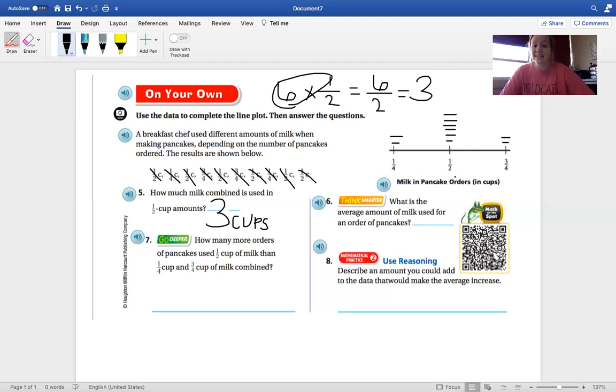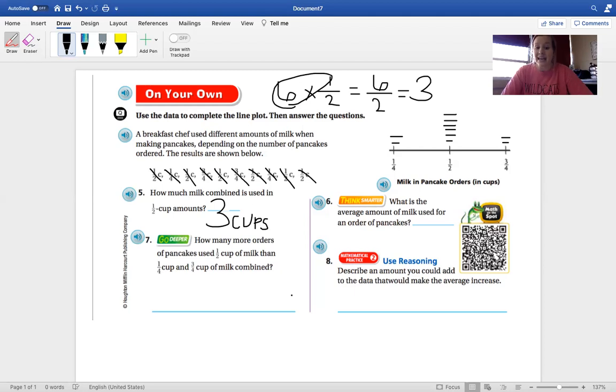Alrighty, let's look at number 7 together. How many more orders? Those keywords, how many more, tells me I already know I'm going to have to do some subtraction in this problem. Okay, how many more orders of pancakes use 1/2 cup of milk than 1/4 and 3/4 combined?